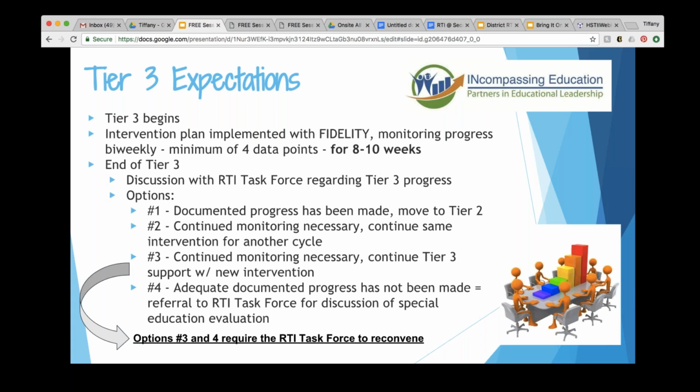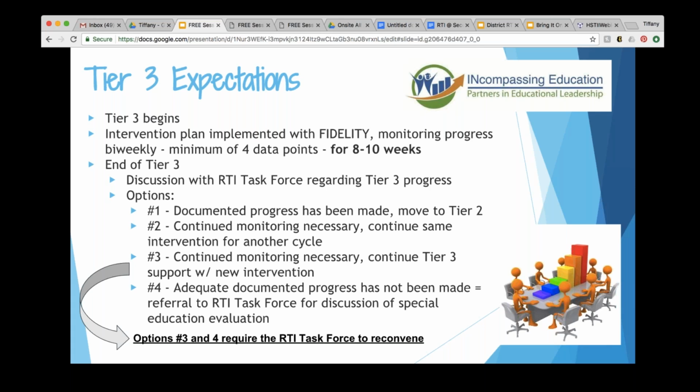When we get to options 3 and 4, we're really going to rely back on that RTI task force to make that decision with the classroom teacher. Option number 3 would be that we don't feel like the student is ready to move on to an evaluation. We also don't feel like they're ready for Tier 2. So they're just going to continue Tier 3, but we need to make some modifications to that intervention strategy and start over with another Tier 3 cycle. Going back to that task force is going to help with that brainstorming process.